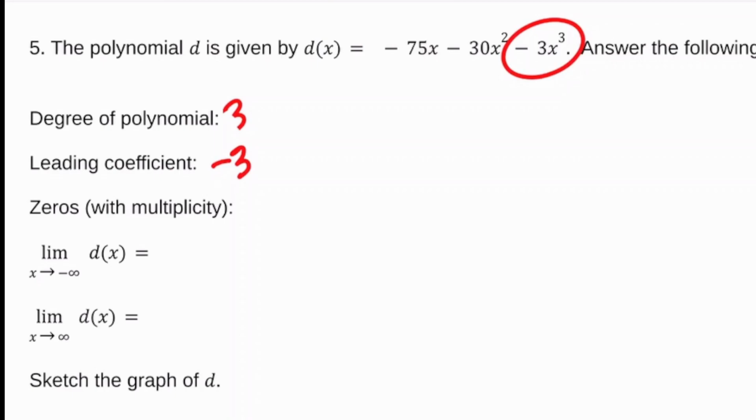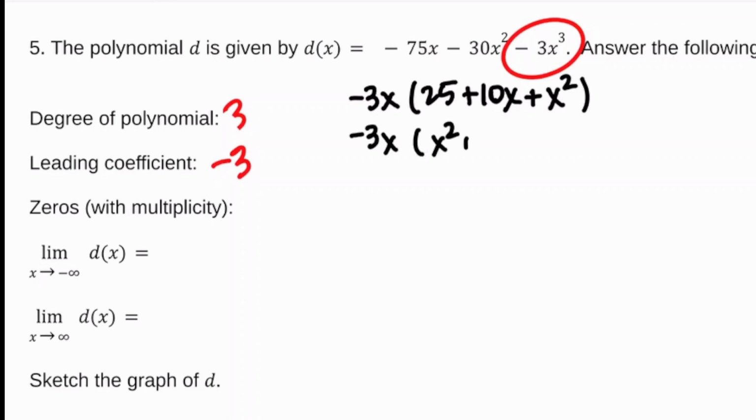Okay, the zeros with their multiplicities. We're going to have to factor this thing if we want to have any shot of finding those. So I'm going to factor out a negative 3 and an x from each term, and I'll be left with a 25, a positive 10x, and an x squared. Maybe that's recognizable to you, but I'm going to rewrite it so it might be something you think is a little better. All I did was rearrange the order I added stuff in, and 4 plus 3 is the same as 3 plus 4, so there's nothing wrong with that.